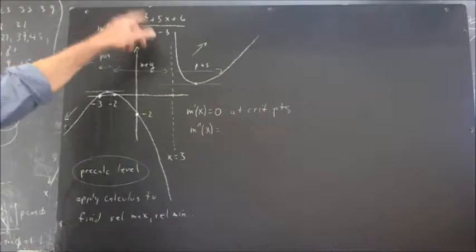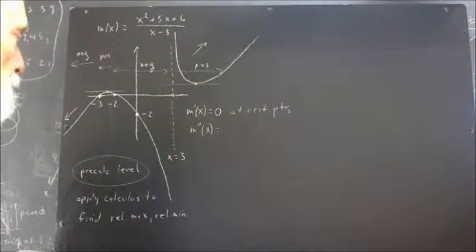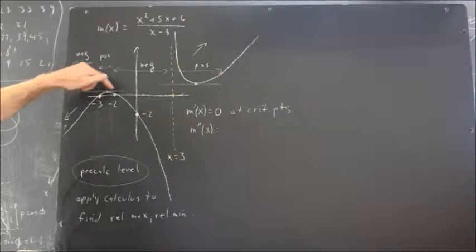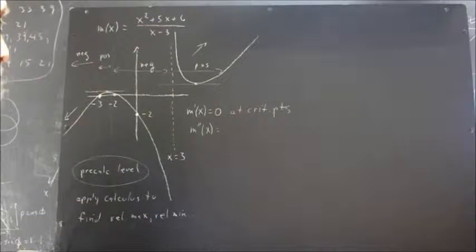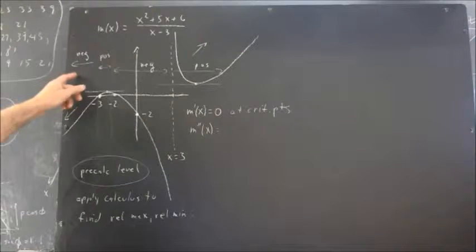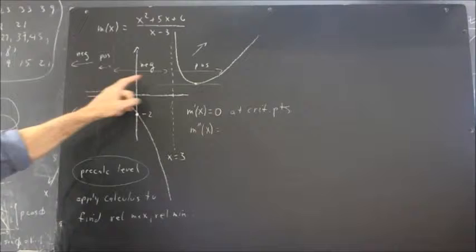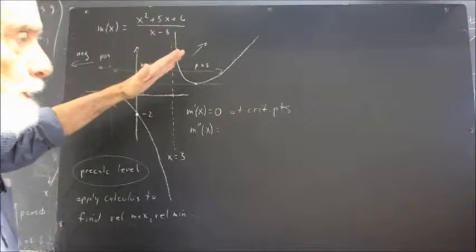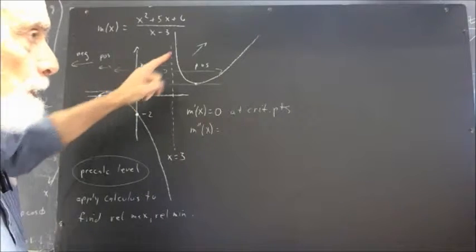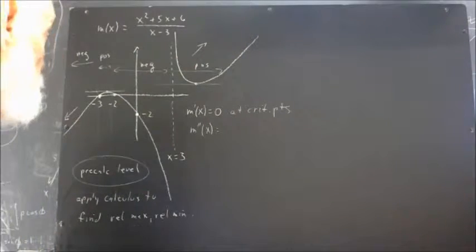We've graphed the function m of x equals x squared plus 5x plus 6 over x minus 3 using pre-calculus techniques, finding the zeros at -3 and -2, finding the vertical asymptote at x equals 3, and determining that the function is negative in this interval, positive in this interval, negative in this interval, positive in this interval, that it approaches infinity as you go to the right, but along a line that makes pretty close to a 45-degree angle.